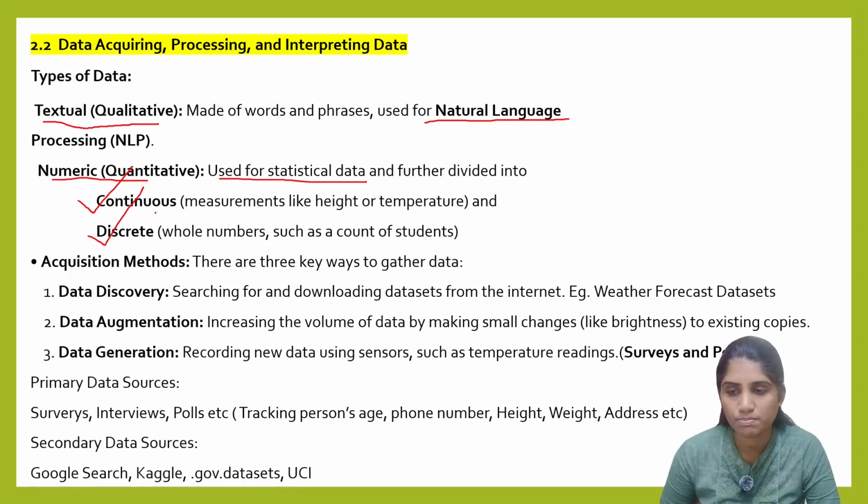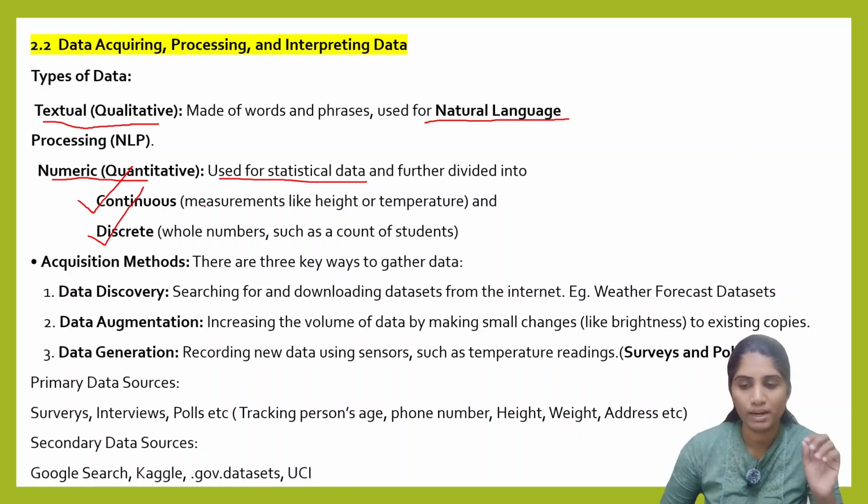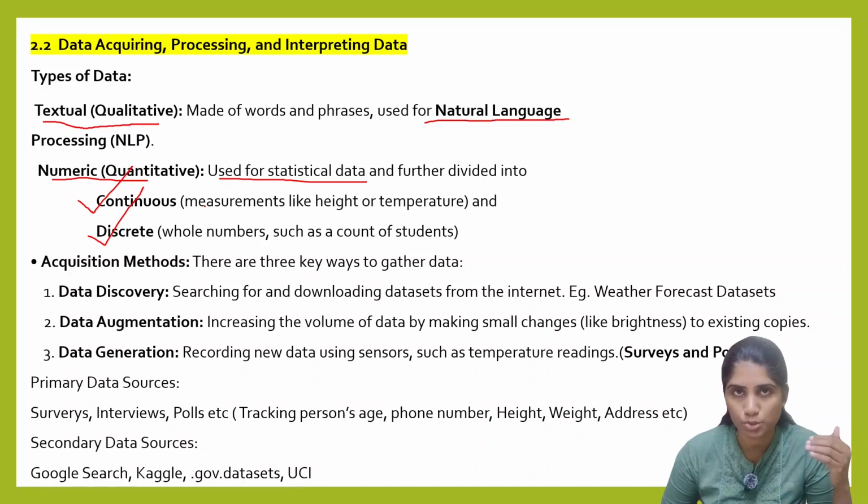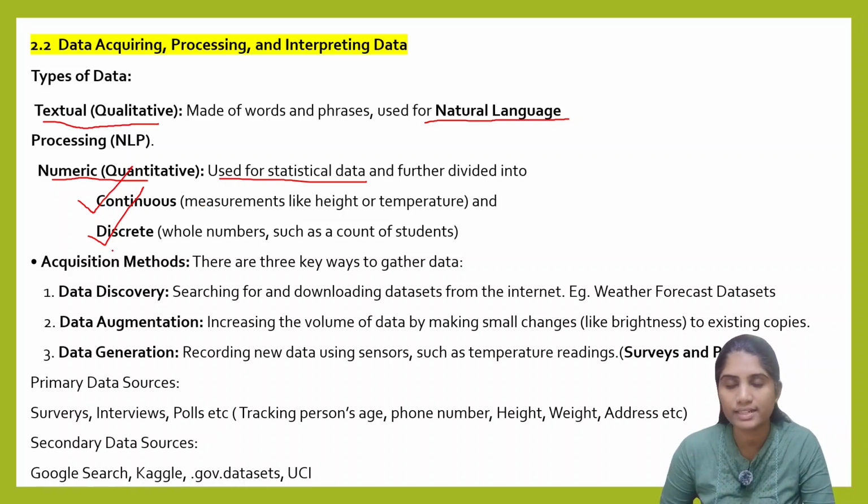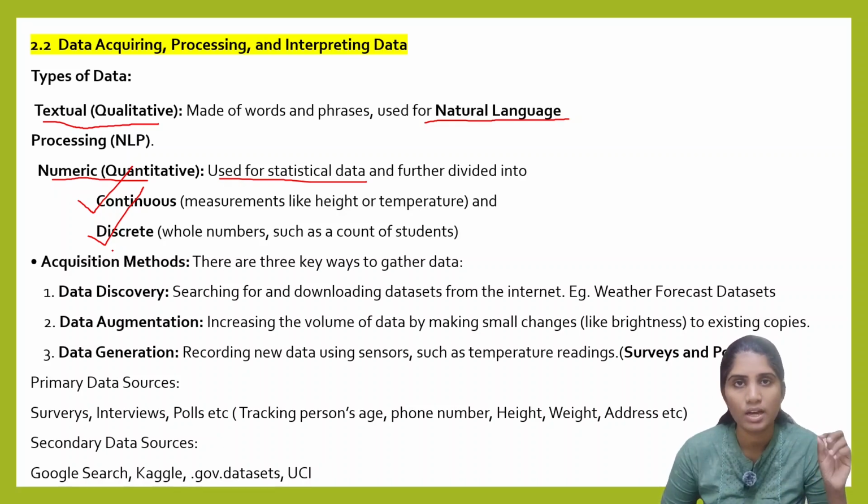So continuous means, for example, measurements like height, okay. In the class there are many students, you measure the height and weight of the students, so we call it continuous data. And discrete means whole numbers. For example, if you take continuous, the weight can be 50.5, 45.8, so like that we will get in decimals. But discrete will always be in whole numbers, such as count of students.